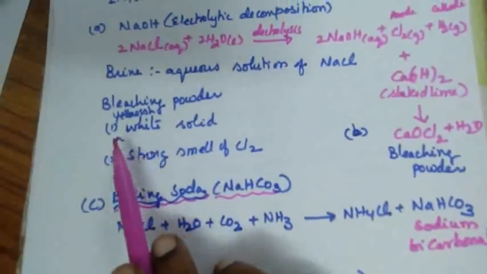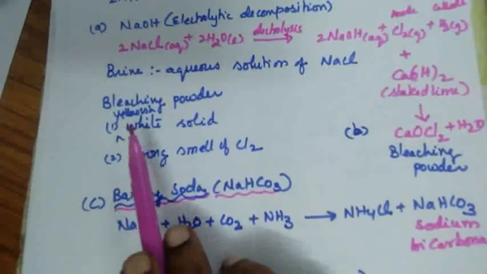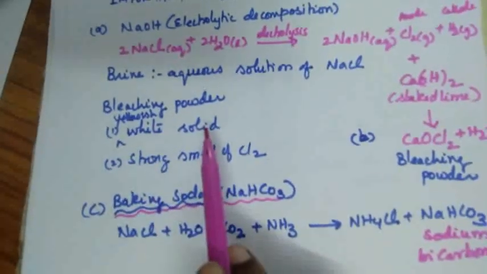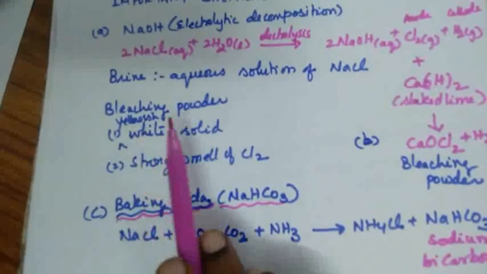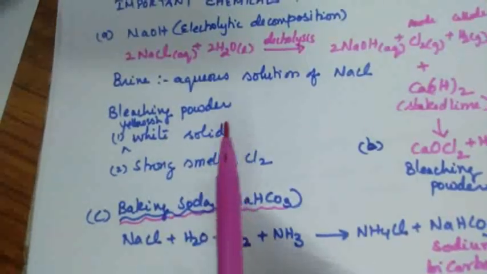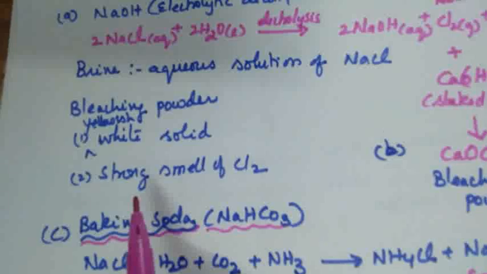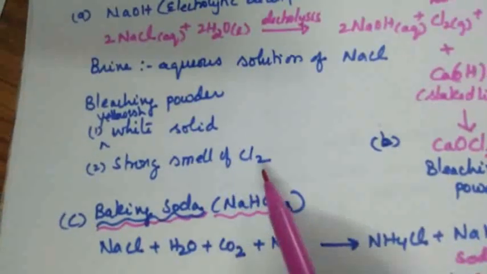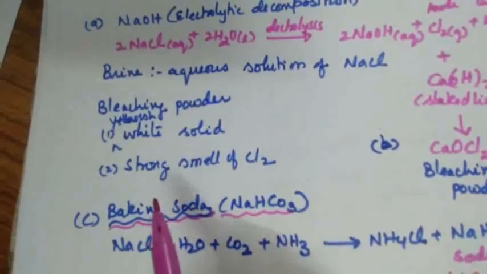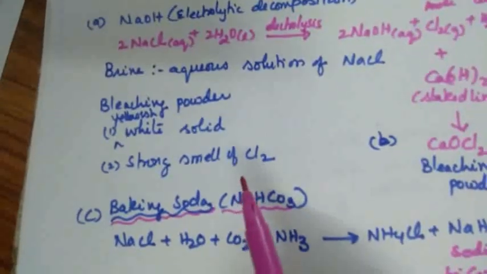What is the speciality of bleaching powder? Physical property: yellow to whitish solid in nature. It looks like a yellowish white solid. And it has a strong smell of chlorine. It gives you a very strong smell of chlorine, right?